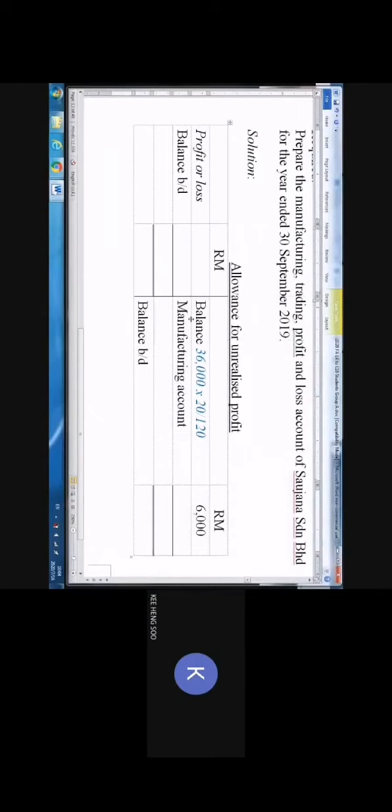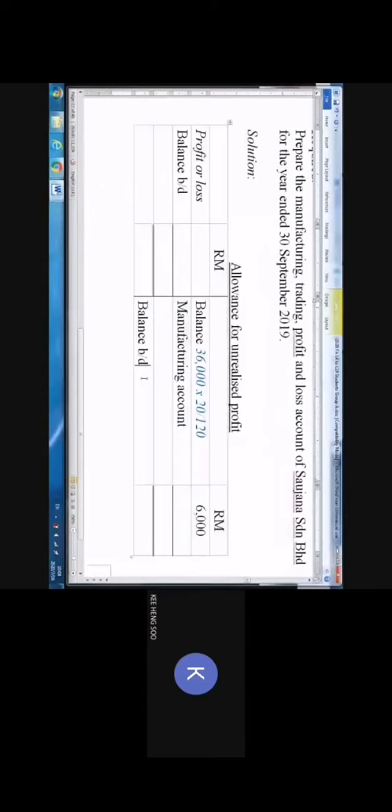Are you okay? So this one will be 20 over 120. And then how about closing? Closing is 45,000. Can you see that? So this one I need to times 20 over 120. If you are lost already, please ask questions. Now you can hear my voice already. So this one will be 20 over 120.